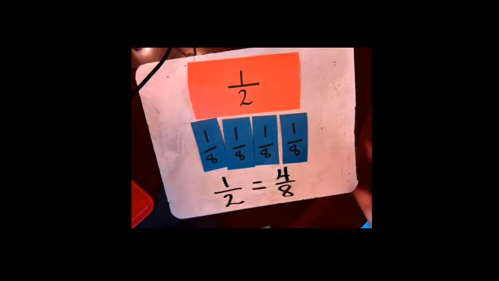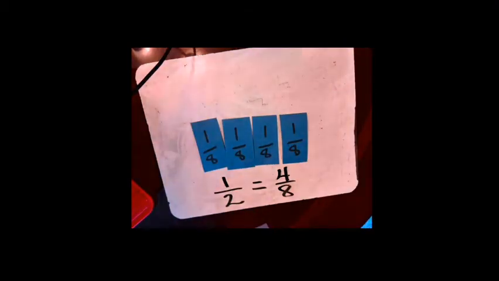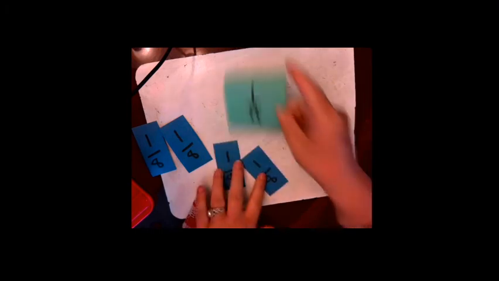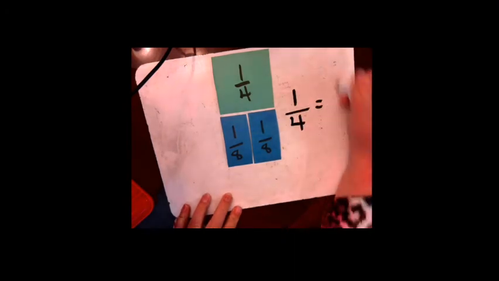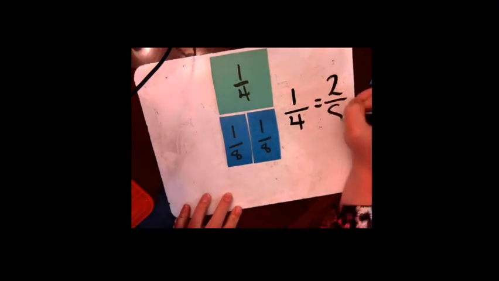Let's look at another one. Let's see, if I use my eighths and then I look at my fourths, can you predict how many of those eighths I'll need to fill up 1/4? I'll need 2/8. So 1/4 is equal to 2/8.